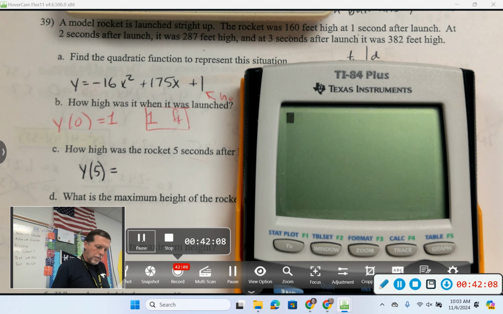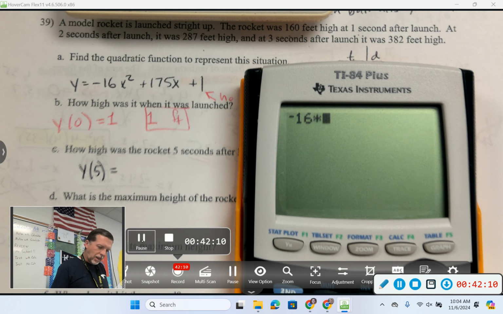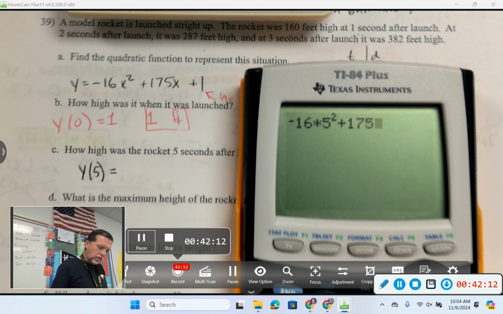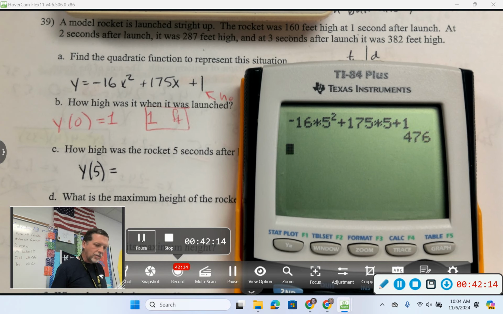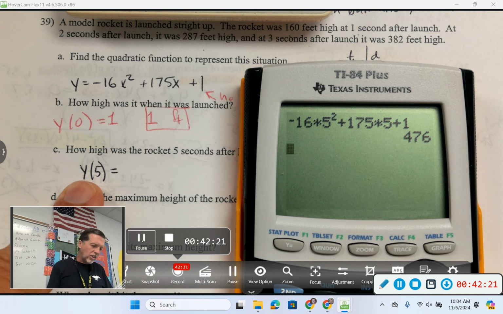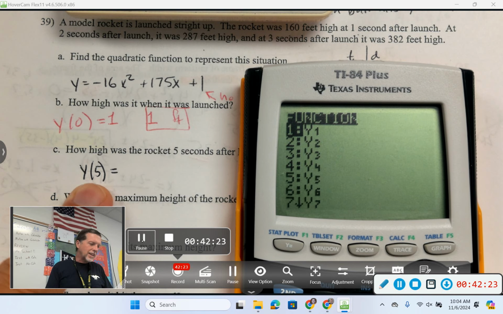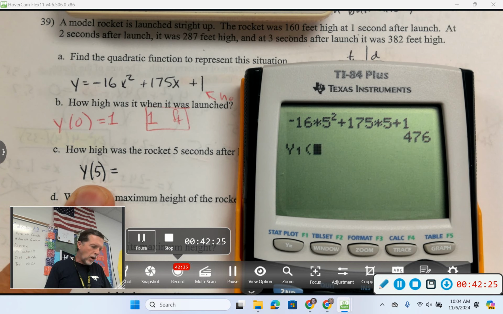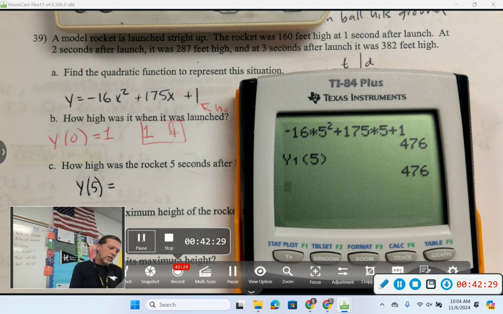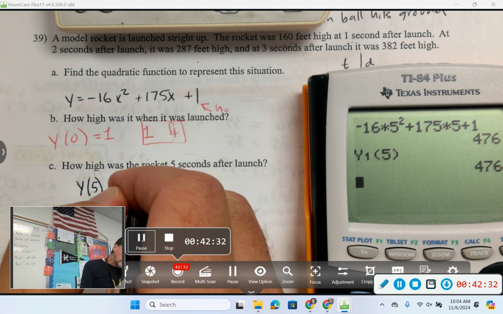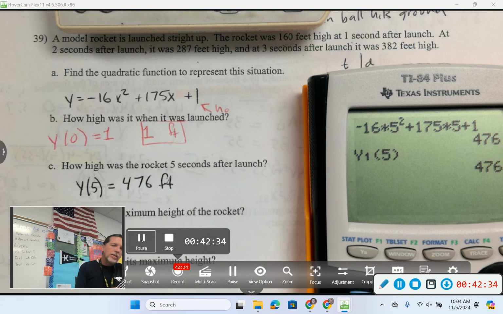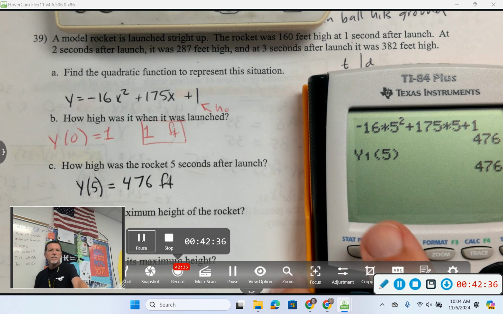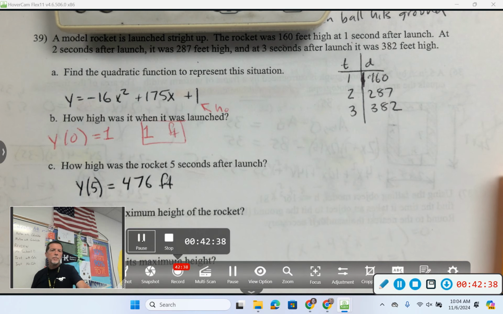You could manually plug it in: -16 times 5 squared plus 175 times 5 plus 1. That's kind of annoying, but it gets you there. I also want to remind you that your calculator understands function notation. You can tell it to literally give me y1 of 5, and it will plug in 5 for you. So I think there are 4 different ways to get there. However you get there, 476 feet.